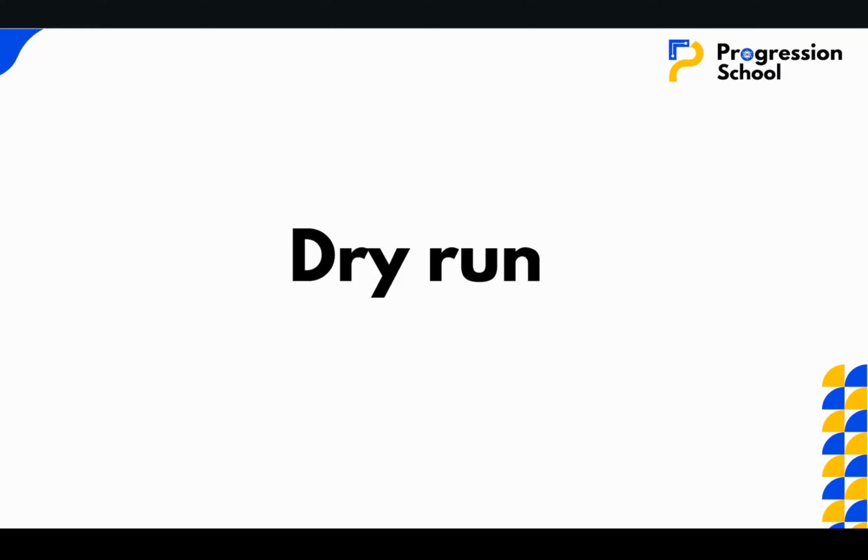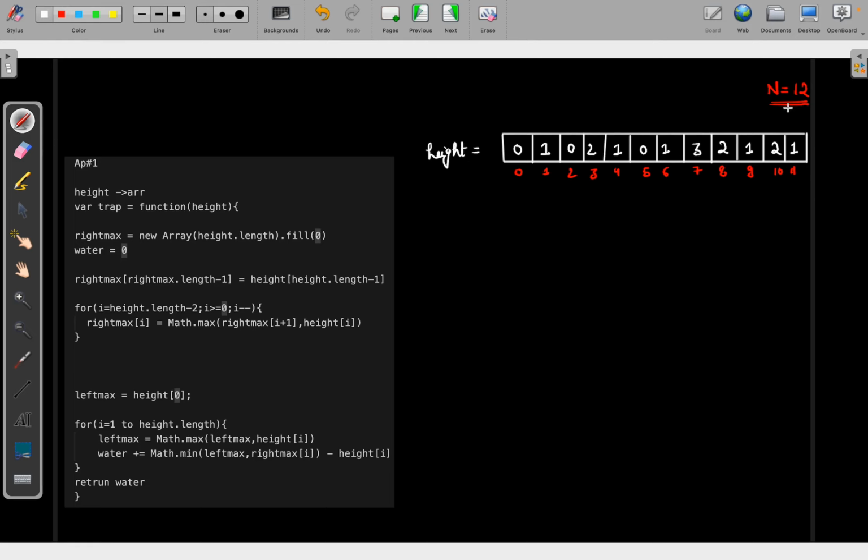In this video, we will see the dry run of the code. Now let's quickly check the dry run of this code. So this is my height of the buildings, right? These all are my building heights. The current length of the array is 12. Okay, so we have done this.